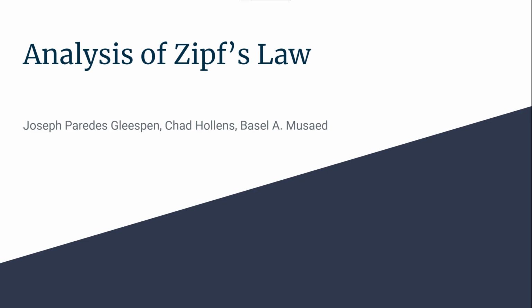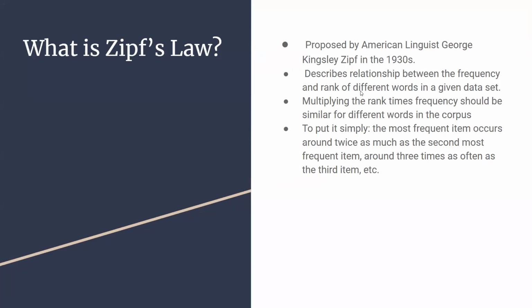This is the analysis of Zipf's law. What is Zipf's law? Zipf's law was proposed by American linguist George Kingsley Zipf in the 1930s. It describes a relationship between the frequency and rank of different words in a data set. Multiplying the rank times frequency should be similar for different words in the corpus.